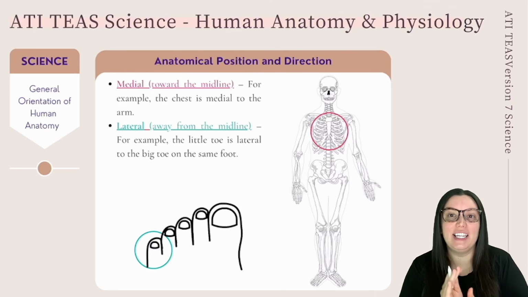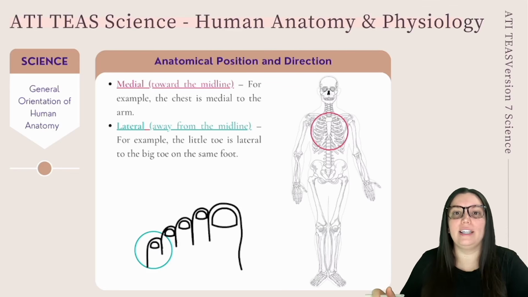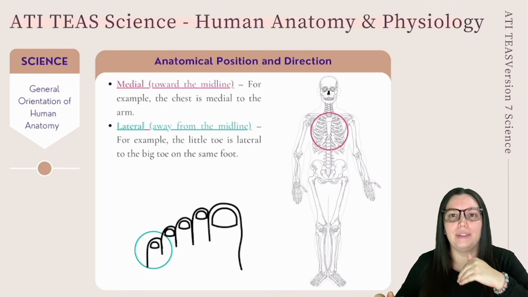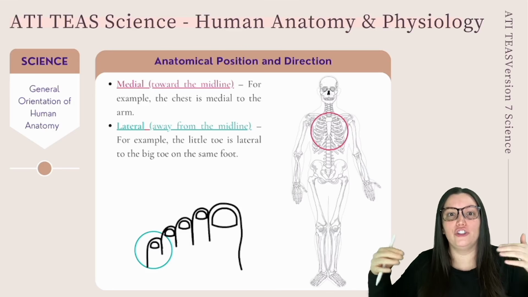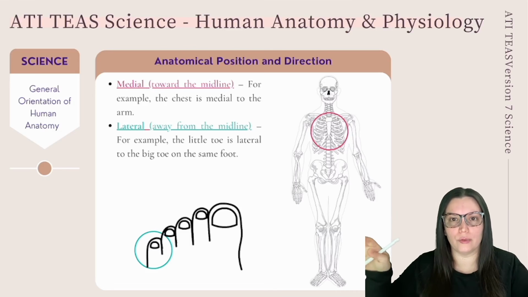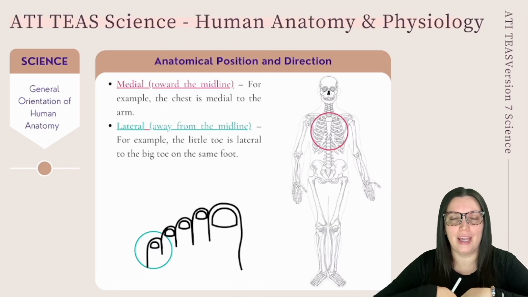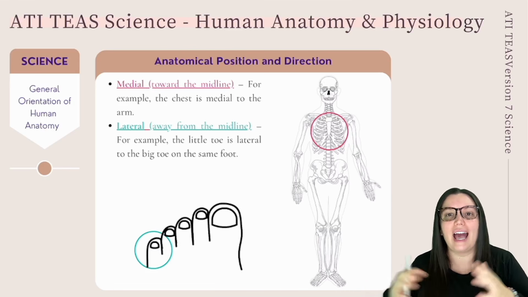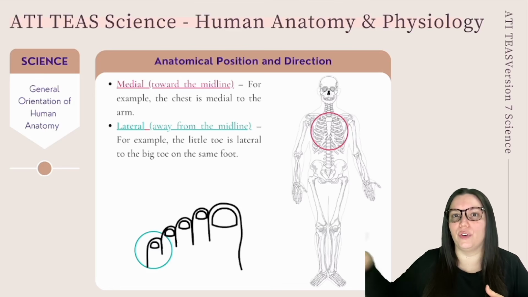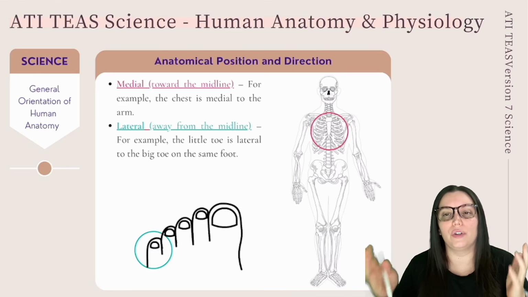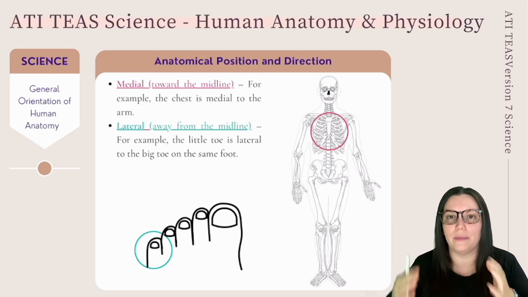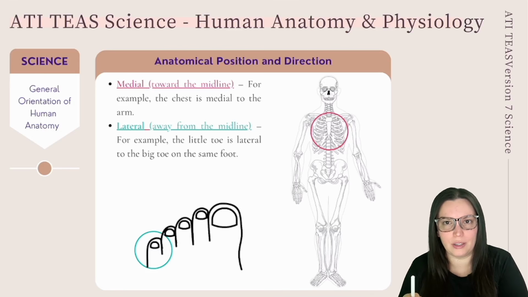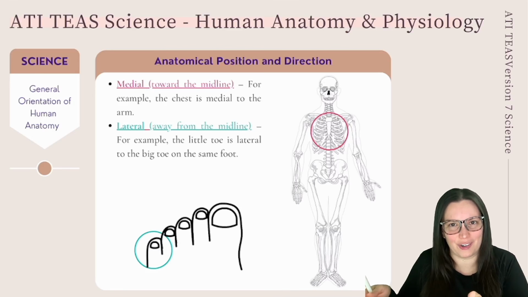So next we have medial and lateral. So medial is towards the midline. Think M stands for midline, medial, midline. So if we look at our body, our chest is medial to our arms, right? It's in the middle of our body. Then we have lateral. So lateral is away from the midline. It's further away, lateral, away from the body. So for example, the little toe is lateral to the big toe of the same foot. You see, our big toe is in the midline, our little toe is on the lateral line.